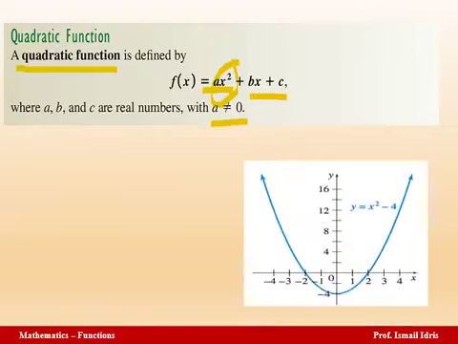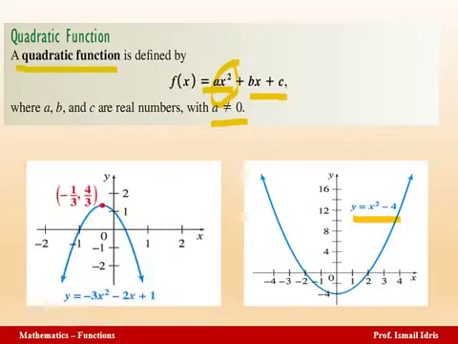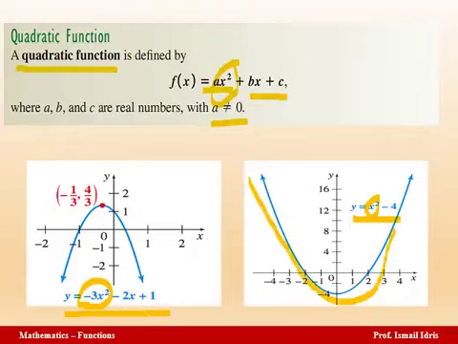This is an example of a quadratic function, y equals x squared minus 4. Actually, this is called a parabola. Another example is this one, y equals minus 3x squared minus 2x plus 1. This is also a parabola. When the coefficient of x squared is negative, as you can see from the graph here, the parabola opens downwards, while when the coefficient of x squared is positive, the parabola opens upwards.